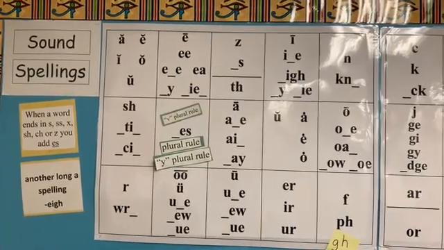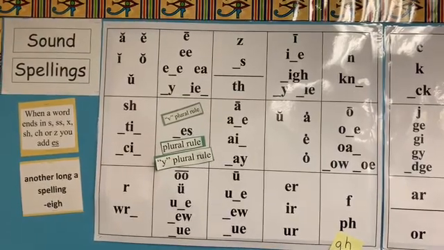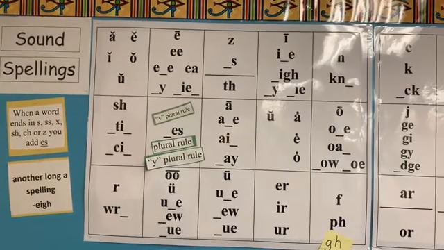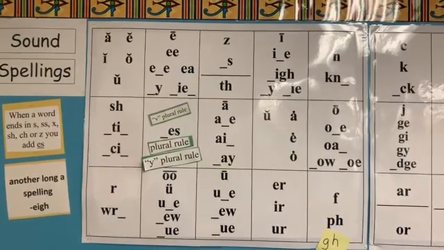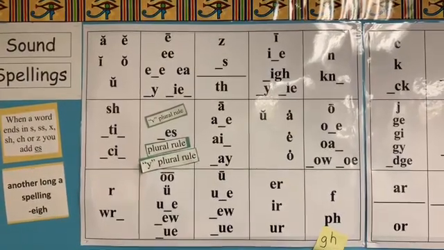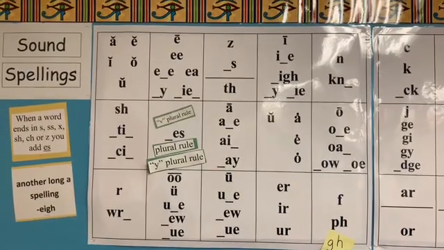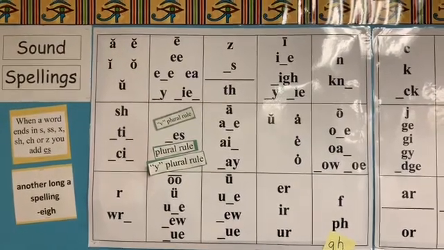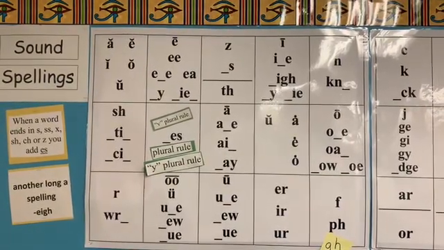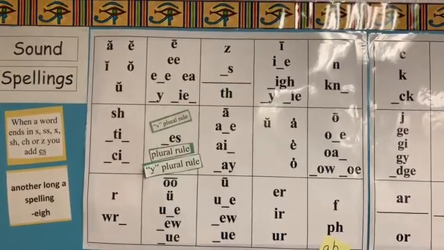Let's do our phonics. Sound, E. Spellings, E mark, E-E, E blank E, E-A, blank Y, blank I-E, blank. Sound, Z. Spellings, Z, blank S. Sound, Th. Other sound, V. Spellings, T-H.